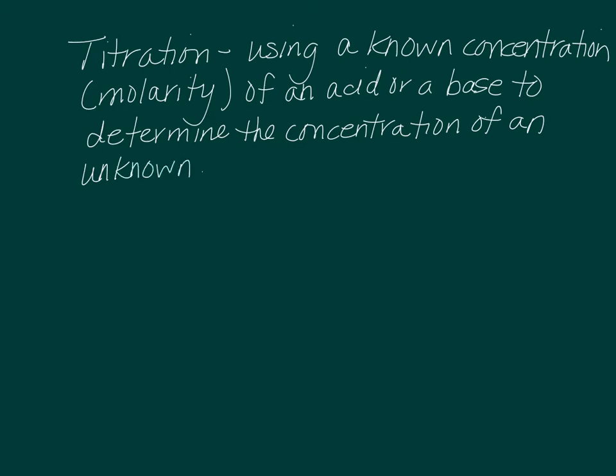Whenever we use titration, we use the formula on Table T, and it's called MAVA equals MBVB. And it tells you what each of the variables mean. Molarity of the acid times the volume of the acid equals molarity of the base times volume of the base. And this is the lab that we're going to be doing next.